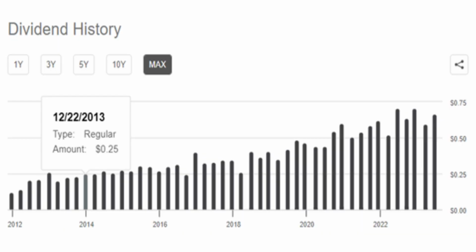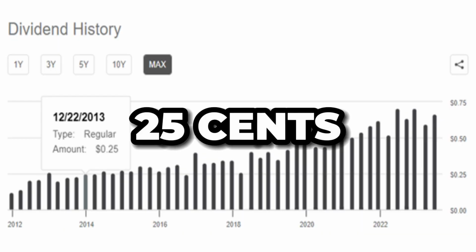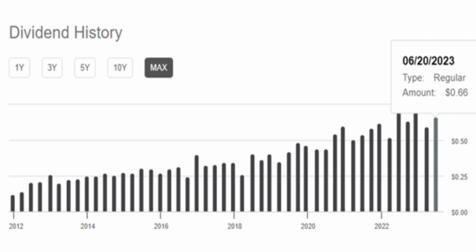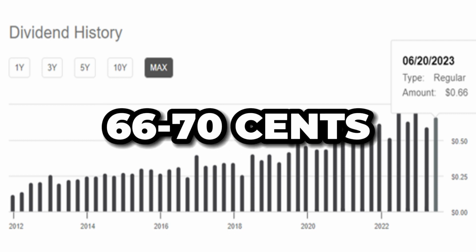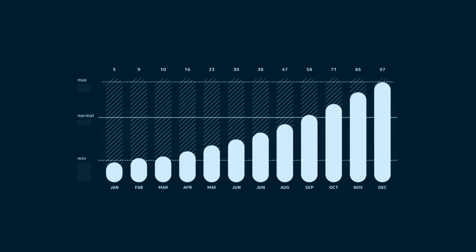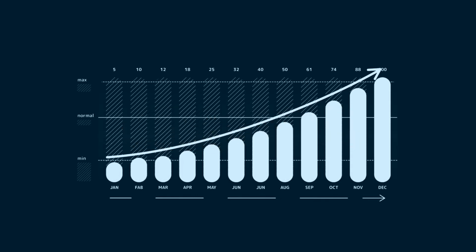Just to paint you a picture, back in 2013, shareholders were getting 25 cents per share every quarter. Fast forward to today, and investors are enjoying around 66 to 70 cents per share every quarter. Now, that's the kind of consistent growth that makes SCHD a mighty attractive choice for folks in the dividend investing game.